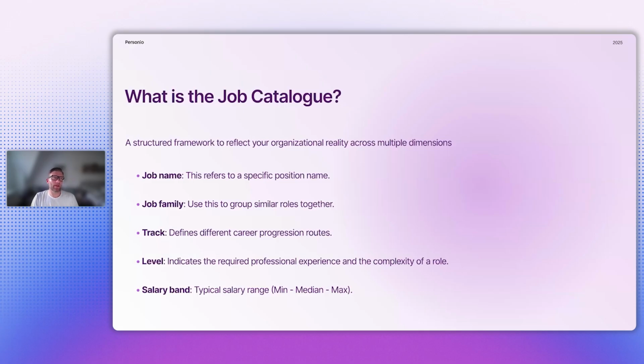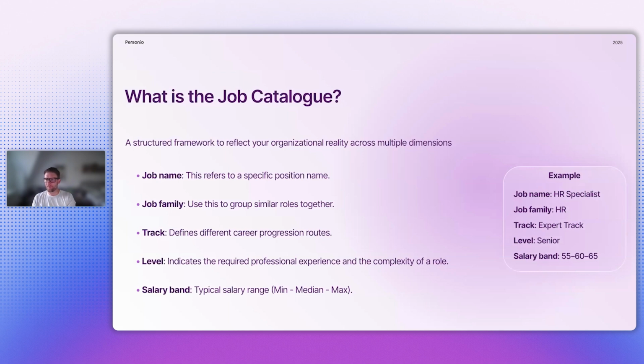So that you have the template, and every time you have to fill a certain position, you have all this information. What's the job name, in which family, on which career track, which level this is, and of course, which salary band is typically applicable for this position. Here we have one example: HR specialist, job family HR, on an expert track, on a senior level, and the salary band is something between 55 and 65K per year. So you have this template, which you can use in order to open vacancies and start recruiting.